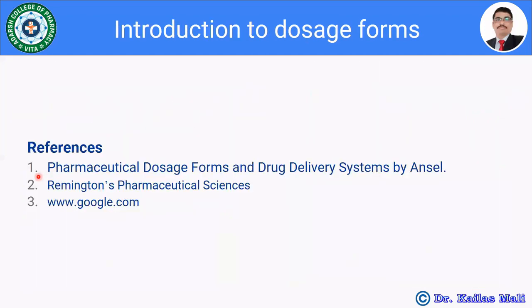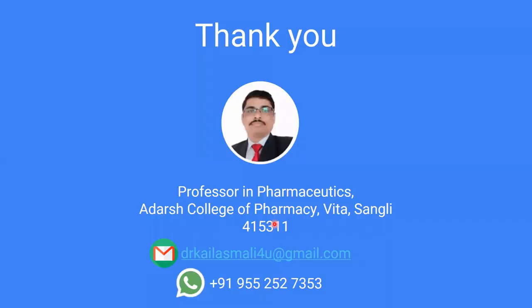So here are the references, that is Pharmaceutical Dosage Forms and Drug Delivery Systems by Ansel, Remington Pharmaceutical Sciences, and google.com. So herewith we have finished the brief introduction to dosage forms. We have discussed the classification of dosage forms. We have discussed the introduction to solid dosage forms, semi-solid dosage forms, liquid dosage forms, and the gaseous dosage forms. Thank you very much.